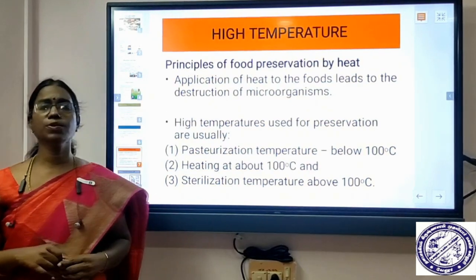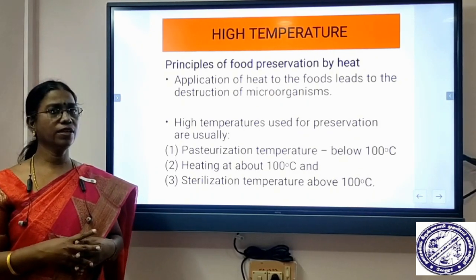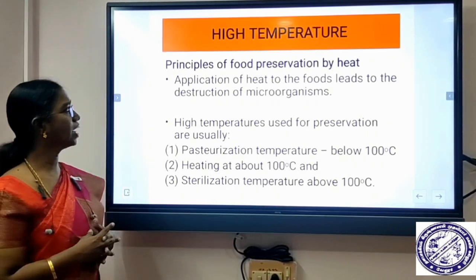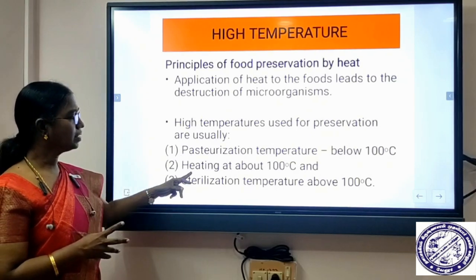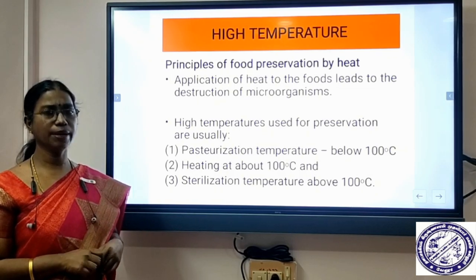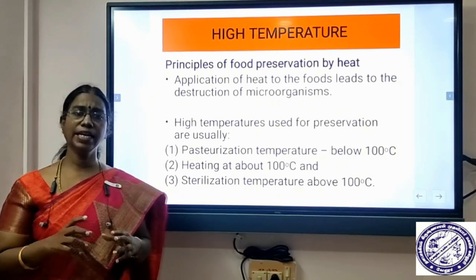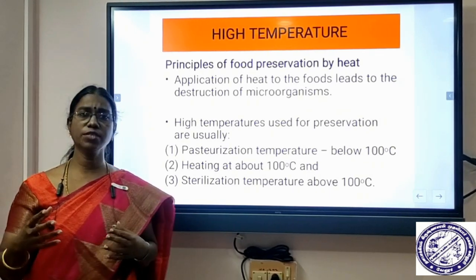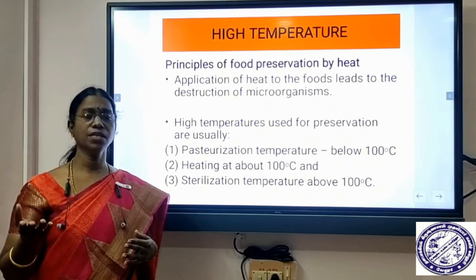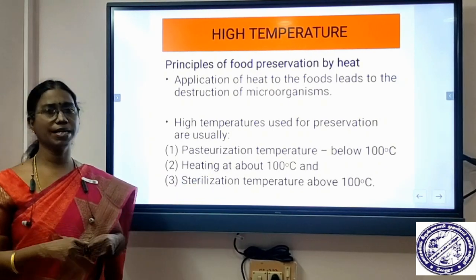Next one is by the use of high temperature or heat. So heat or high temperature, actually we all know the high temperature kills the microorganisms. Generally there are three different ranges of temperatures used for killing the microorganism. Pasteurization is the one where it is a mild heat treatment process. That is, certain foods get altered in nature when subjected to high temperature. So those foods can be preserved by the pasteurization method.